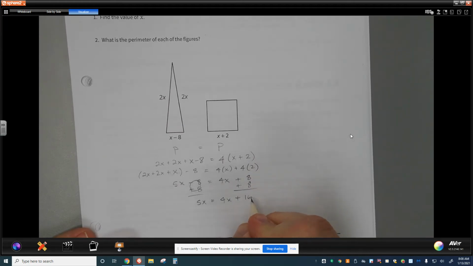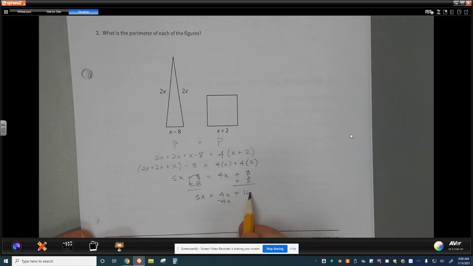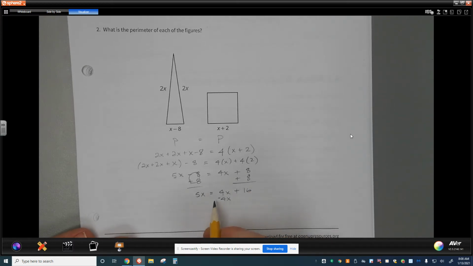To make sure we have equality, we want to subtract the 4 times x, because our whole goal is to get x by itself, as you'll commonly hear. And to do that, we don't want our terms with a variable mixed with our terms with a coefficient. So we will eliminate the 4x. Remember, we can simply subtract 4x, or we can add the opposite, which is adding negative 4x. So 5 times x plus negative 4 times x is just simply 1x, which is equal to 16.